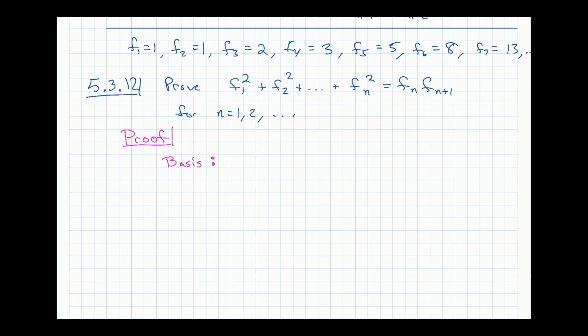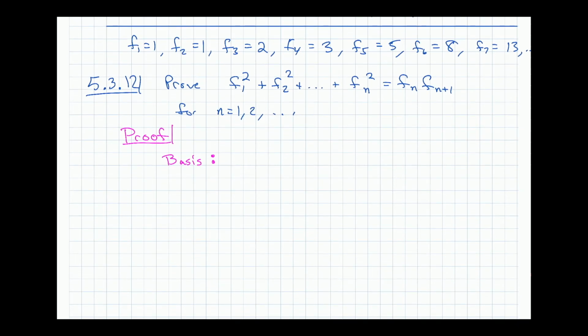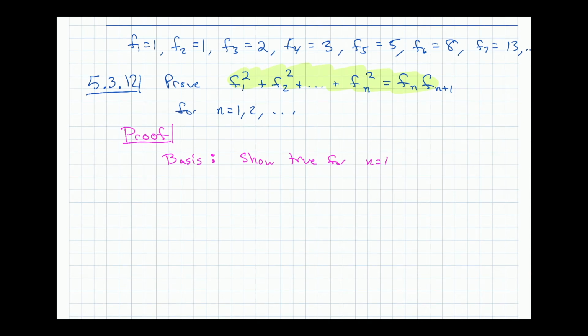All right, basis. So what's the basis step? So the basis step is supposed to be showing this property for n equals 1, right? So show, what's the property? This is the property, right? So show true for n equals 1, okay? So that just means put a 1 in on the left and put a 1 in on the right.